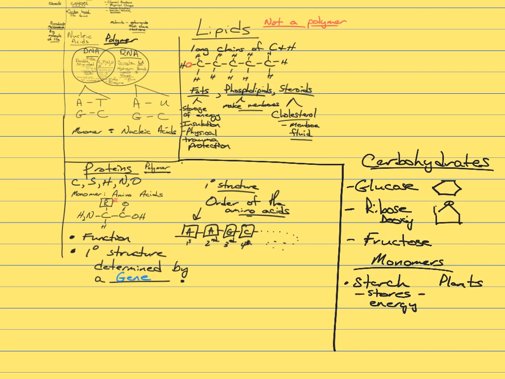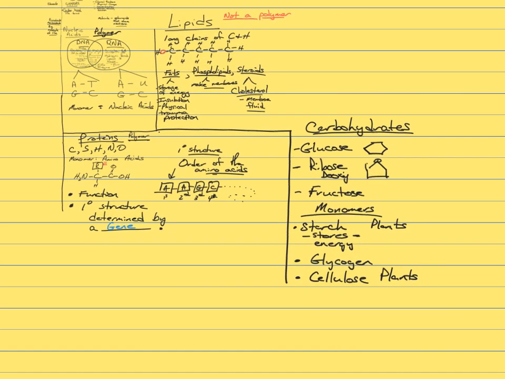Correct. Very good. And what else do they do? We talked about in animals something called glycogen. And of course, we talked about cellulose. Cellulose is again plants, but it's not for energy, because even plants don't break it down for energy. Cellulose is for what? Outside covering. Okay, that's fair, but it's for structure.